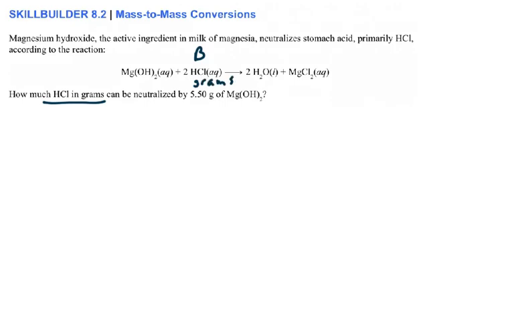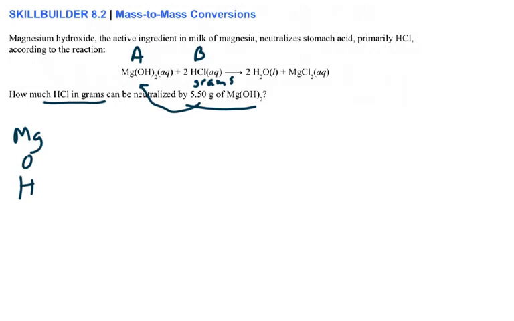The given here is we got 5.50 grams of magnesium hydroxide. So this is our given, our A. It's also in grams. So the given is in grams, the unknown, they want it in grams. Therefore, this is a mass-to-mass problem. First thing we got to do is change the mass into moles. Now, we need to find the molar mass of A. So let's do that over here.